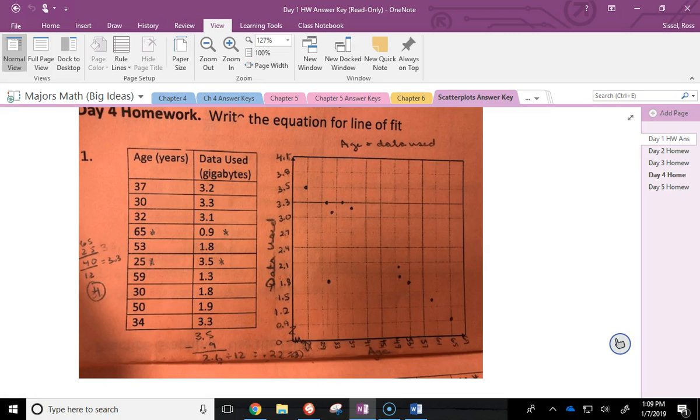So, number 1, your scatter plot. In case you made mistakes, you can change it. But we should have a title. When I looked at all 3 classes, this is the biggest thing people forget: step 2, labeling the title and the axes. Our title for the graph of number 1 was age and data used. You might have made it something different. That's okay. The y-axis should have been the data used. The x-axis should have been the age.